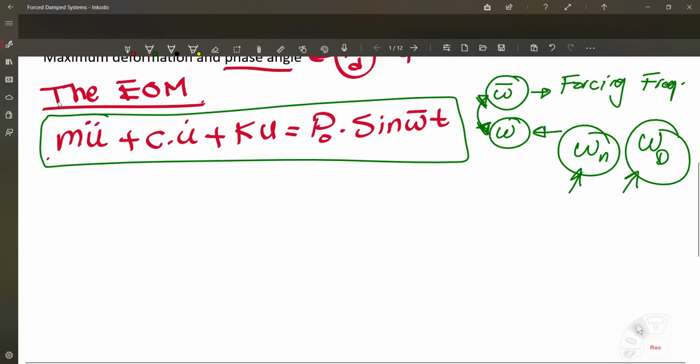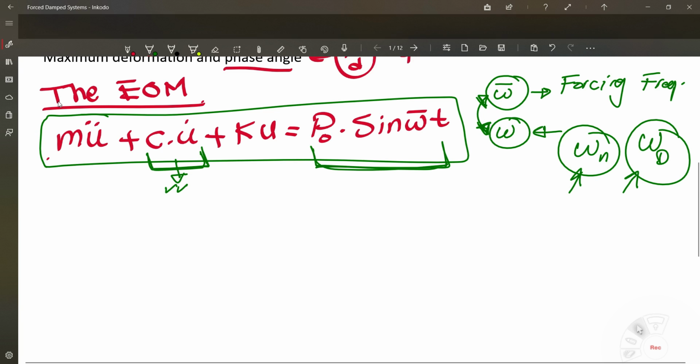Again, let's go back to our equation of motion and think more about it. First of all, we are talking about a damped system, so no surprise that we can see this term there, which is c times u dot. We have this damping coefficient, and we are putting the term of damping in our equation. At the same time, on the right hand side we have the forcing term, or the force that is being applied on the system.